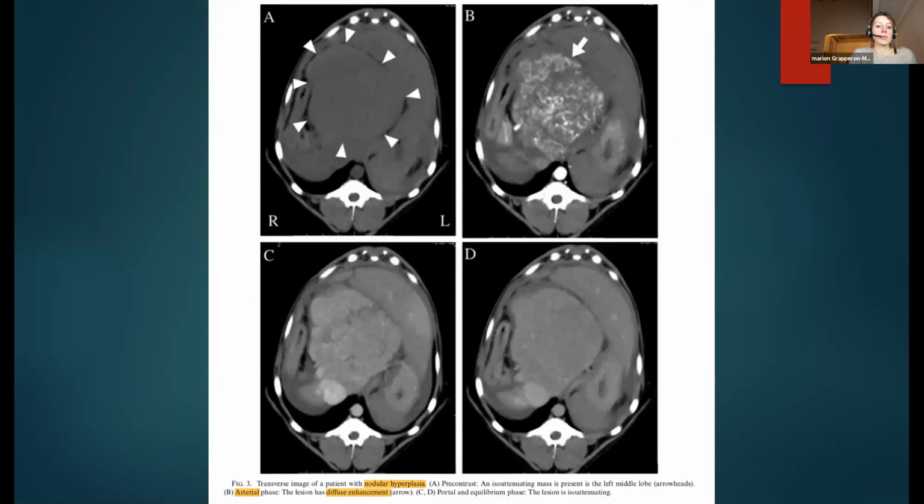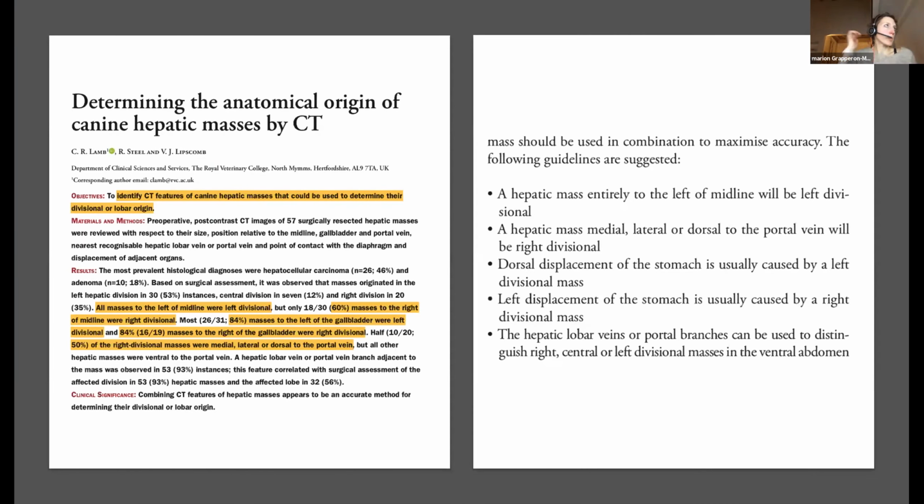Yeah, and this was just three papers about the localization. So the first one is just one slide for each paper. The first one was to determine the anatomical origin of canine hepatic masses using CT. It was done in 57 hepatic masses.